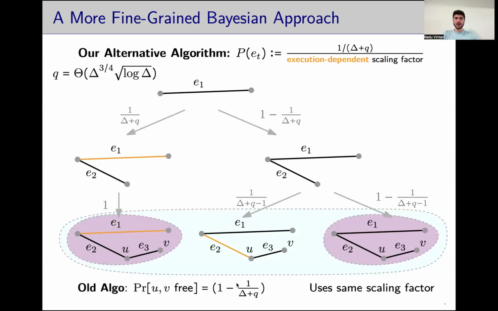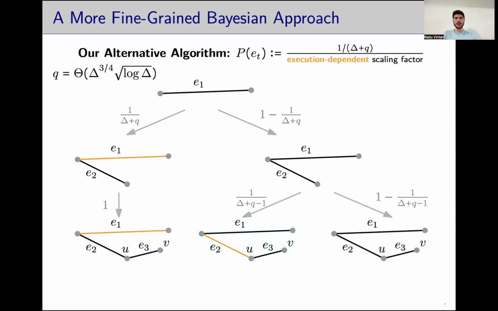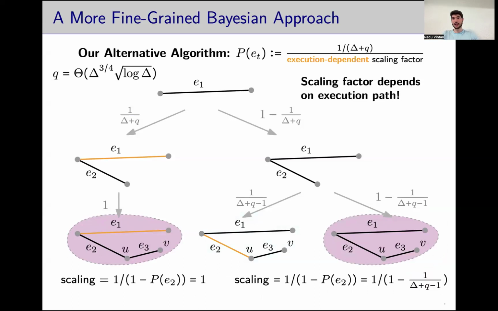And the algorithm will use 1 divided by this. So it will divide by this to compute the scaling factor. And this scaling factor is going to be the same in this case and in this case. So it's always the same scaling factor. The new algorithm will, again, notice that you can only do something here, but it will now behave slightly differently. Now the scaling factor will depend on the execution path.